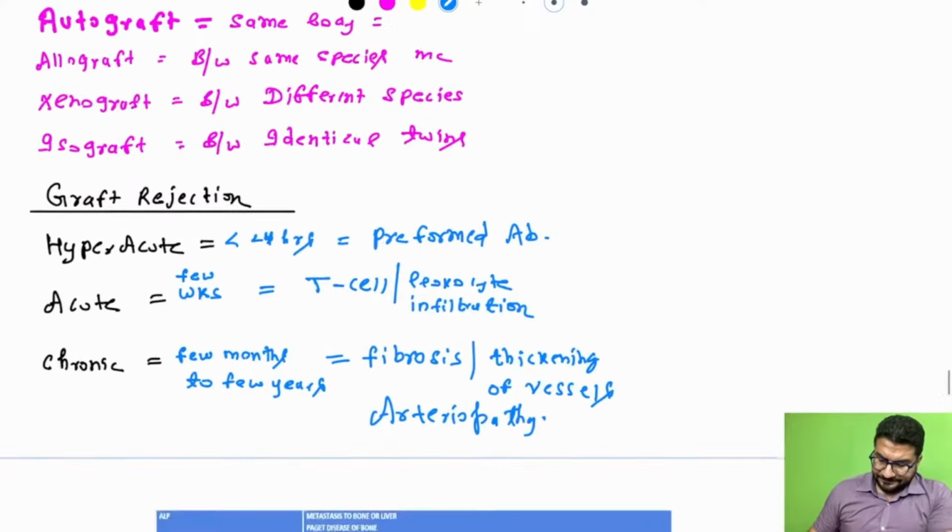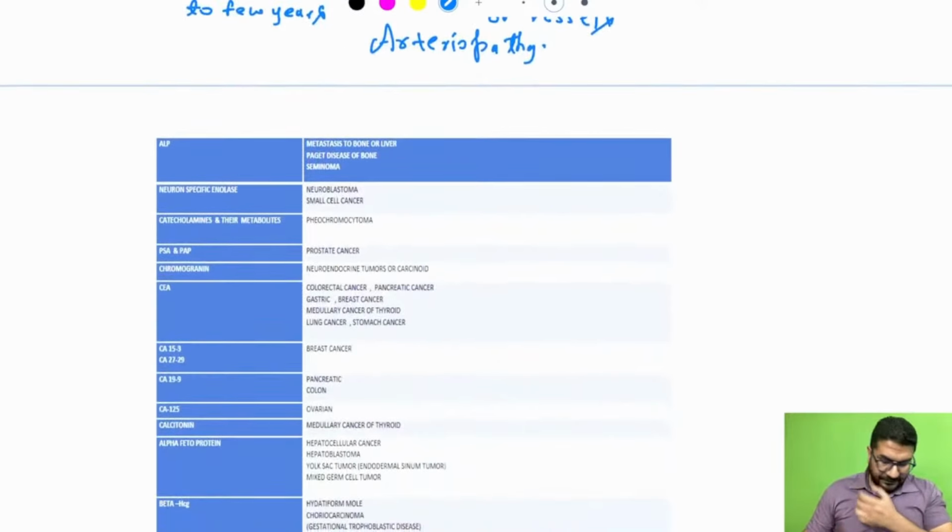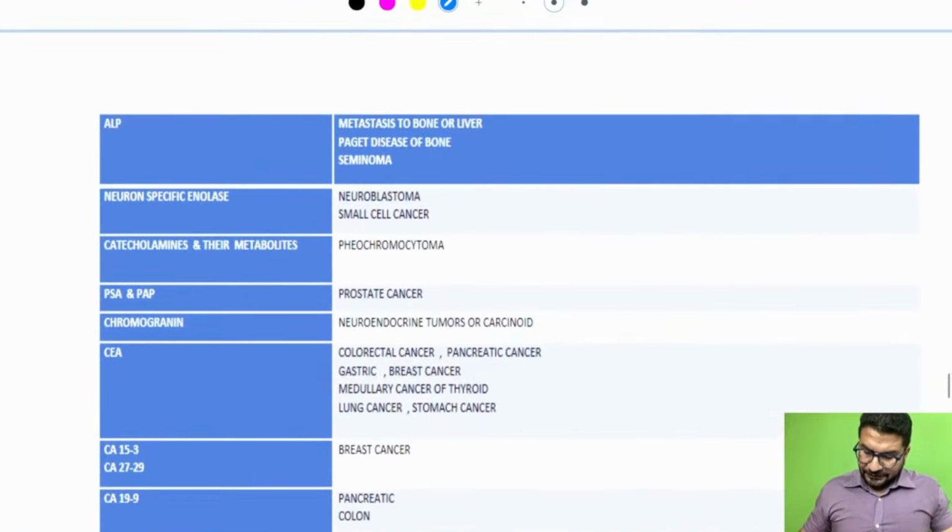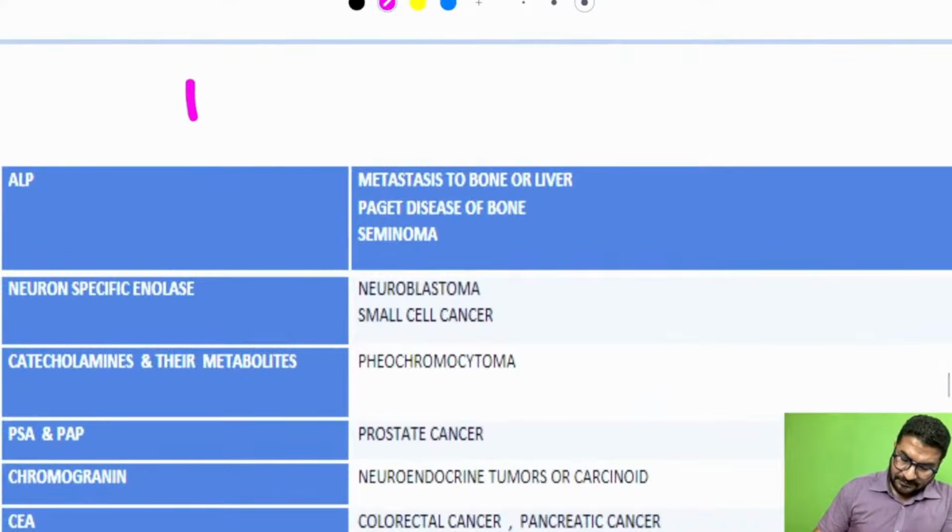These are graft rejection. Okay, now coming to the most important thing, they ask you a question on tumor marker. Very, very important slide. Tumor marker.